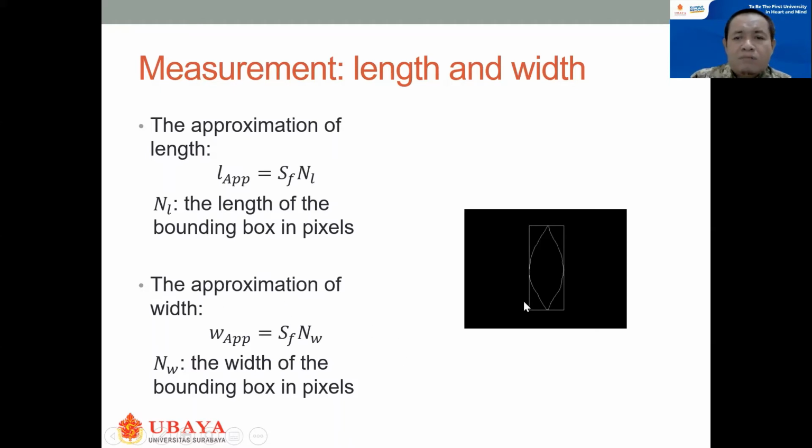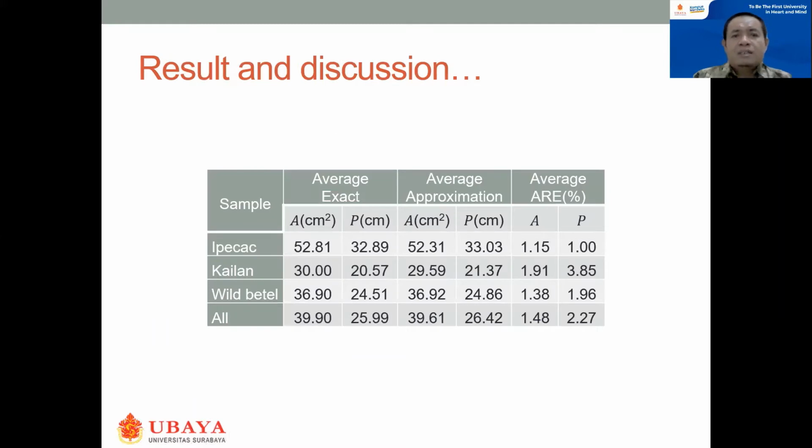For the approximation of width, we calculate the width of the bounding box in pixels. This is the width of the leaf in pixels. So we obtain NW, and then we multiply by SF, the scaling factor, to calculate the approximation of width. Okay, so this is the length and width measurement process. So this is the result of the proposed system.